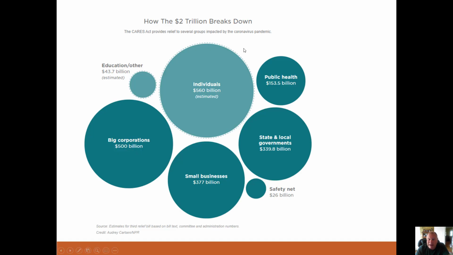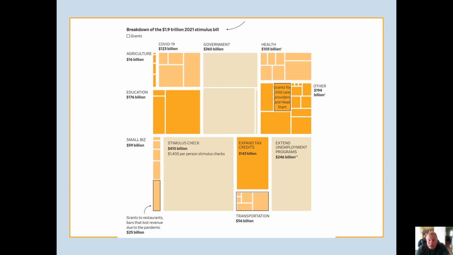And when we looked at how that breaks down, the CARES Act, which was the first one, $560 billion to you and I as individuals. Big corporations got $500 billion, small business $377, and governments $339. They put $153 into public health and some into education and safety net. But that's how the first big bill broke down. Now, when we move into the second stimulus, that's $1.9 trillion. You can see that a lot of it went to stimulus, and it breaks it down more: extended unemployment programs, 256, tax credits, transportation, grants to restaurants. A very inclusive bill that dealt with a lot of different things.